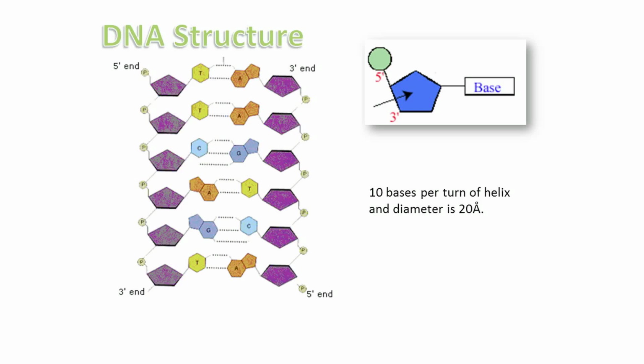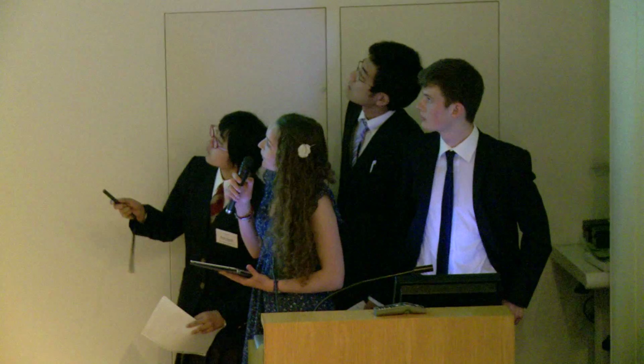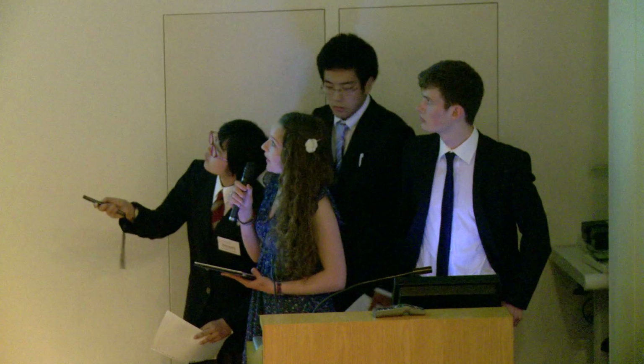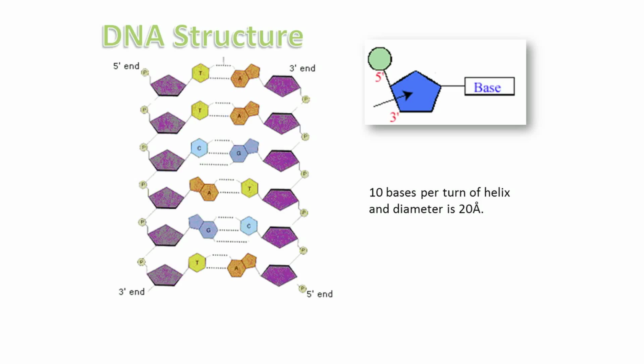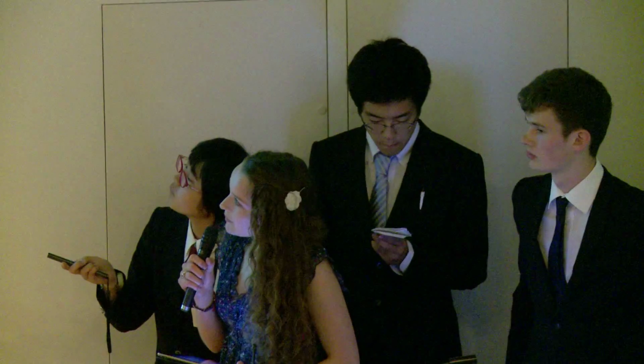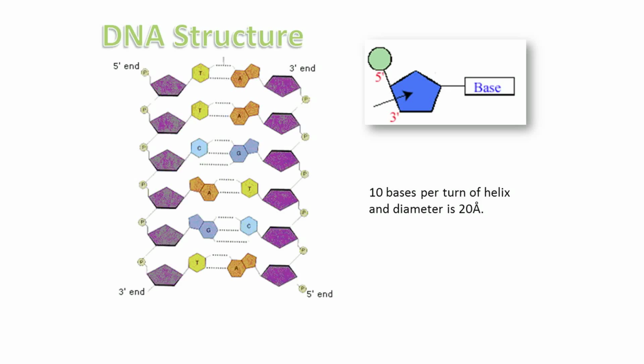To fully understand the concept of DNA, we first looked at the structure of it. So in the top right corner, it's just a simple nucleotide. The green circle is the phosphate, the blue pentagon is the deoxyribose sugar, and then we've got the base. There are 4 different types of bases: thymine, guanine, cytosine, and adenine. There are 3 hydrogen bonds between the cytosine and guanine, and 2 hydrogen bonds which form between the adenine and thymine. And there are 10 bases per turn of helix, and the diameter is 20 Angstroms.